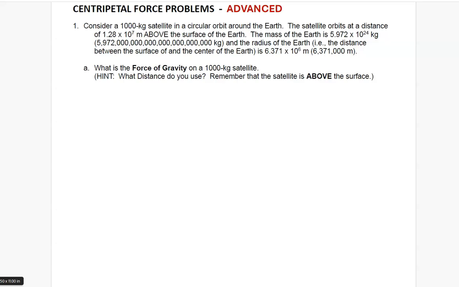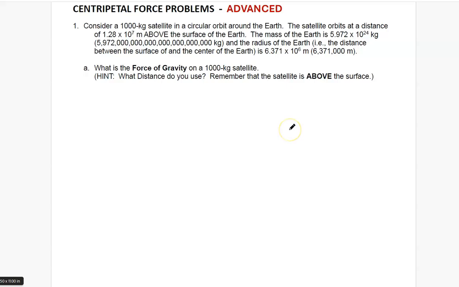Number one, consider a 1,000 kilogram satellite, that's its mass, in a circular orbit around the Earth. The satellite orbits at a distance of 1.28 times 10 to the 7 meters above the surface of the Earth. The mass of the Earth is 5.972 times 10 to the 24 kilograms, and the radius of the Earth, that is the distance between the surface and the center of the Earth, is 6.371 times 10 to the 6 meters. What is the force of gravity on the 1,000 kilogram satellite? Hint, what distance do you use? Remember, the satellite is above the surface.